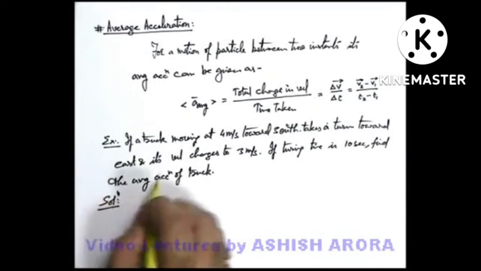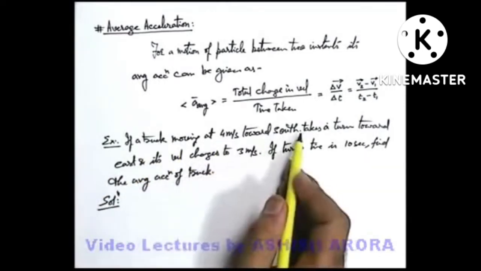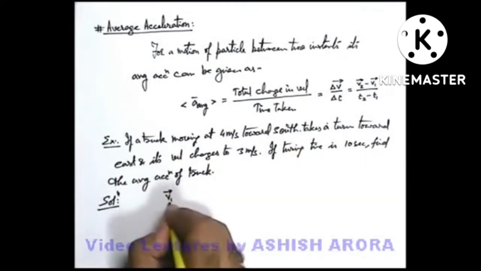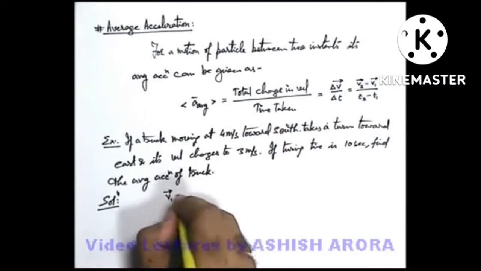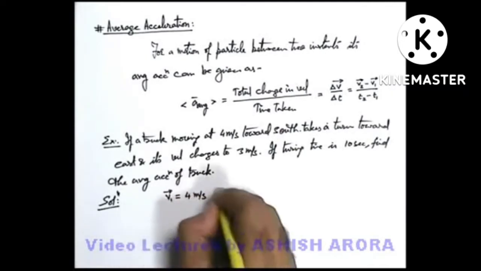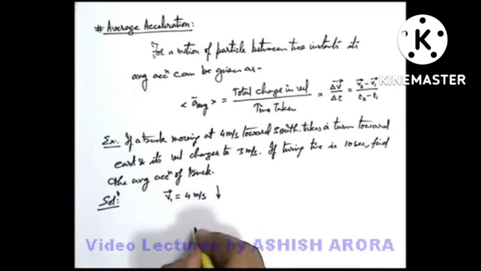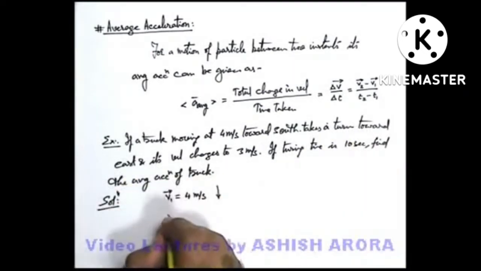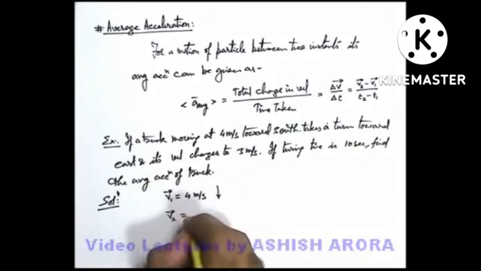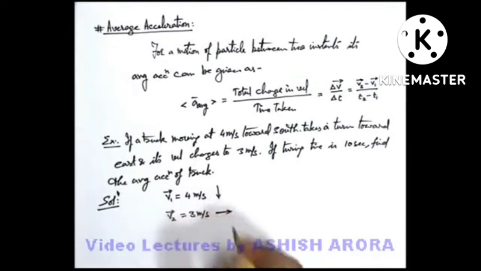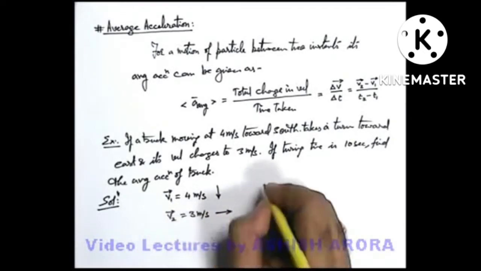In this situation, once again, the truck was initially moving at 4 meters per second towards south. So this v1 vector, the initial velocity, is 4 meters per second towards south, so it is moving in the southward direction. And it takes a turn toward east. So final velocity v2 finally becomes 3 meters per second, toward east. And we are required to find the average acceleration.